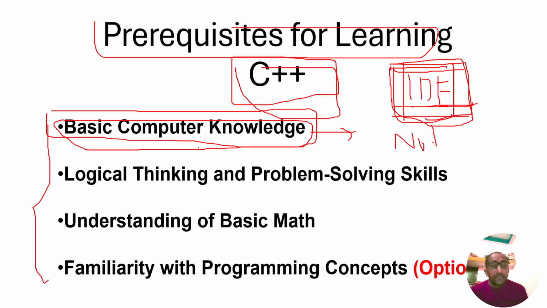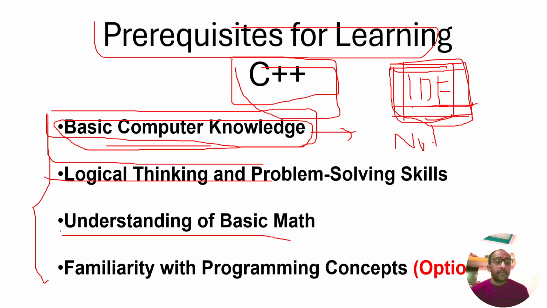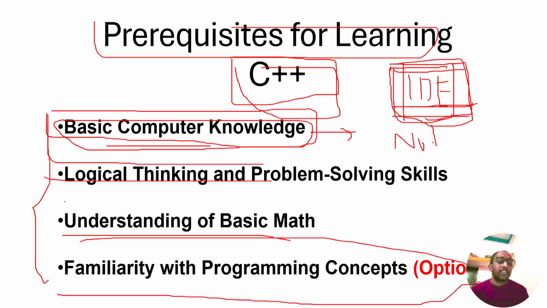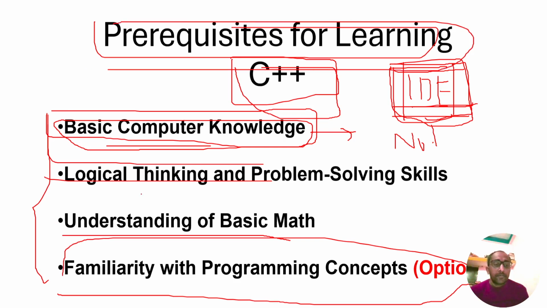Other points may also exist, but these are the important points: basic computer knowledge, logical thinking, understanding basic mathematics, and familiarity with programming concepts. The last one is optional, not mandatory. So these are the prerequisites of learning C++. Now let's move to the second slide.